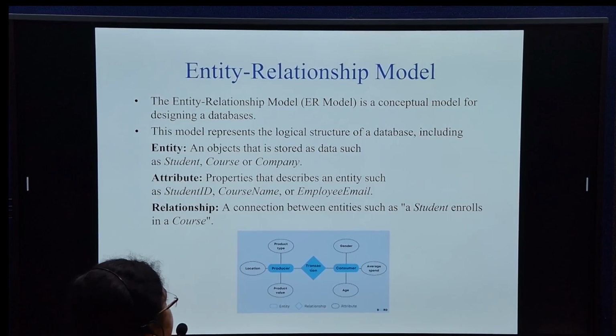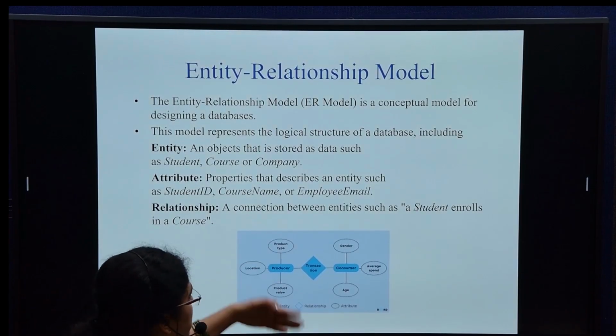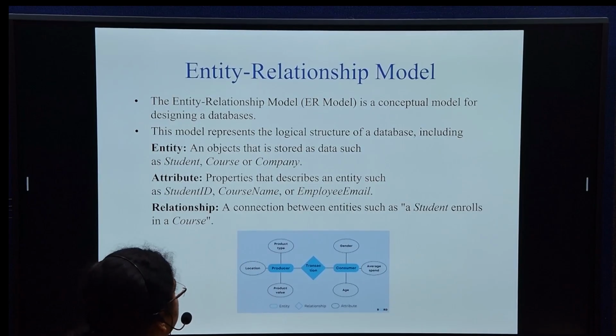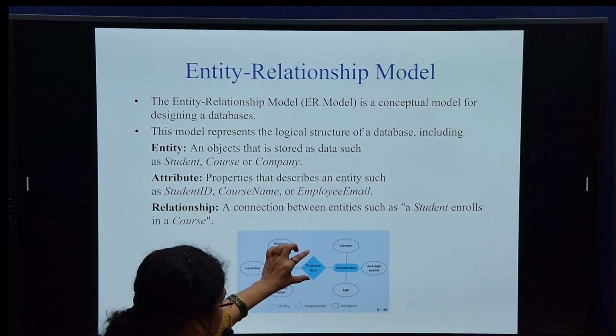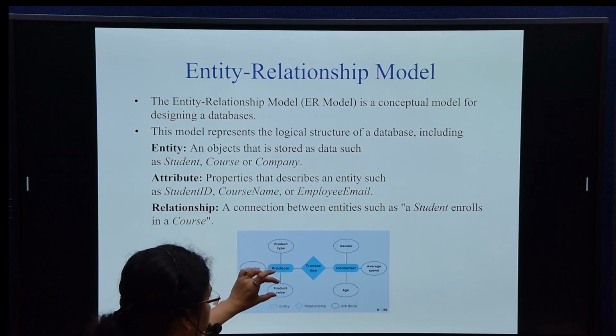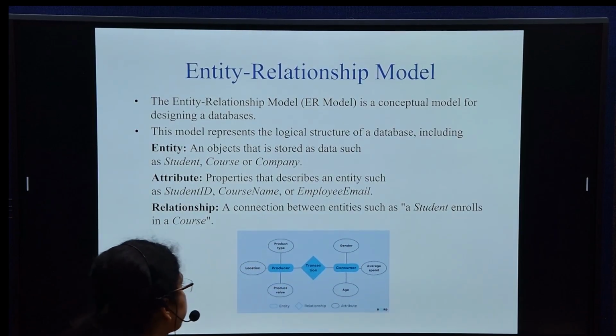Next is the entity relationship model. The entity relationship model is a conceptual model for designing a database. This model represents the logical structure of a database, including entities. These are the entities, and this is the relationship. These are the attributes of the table.